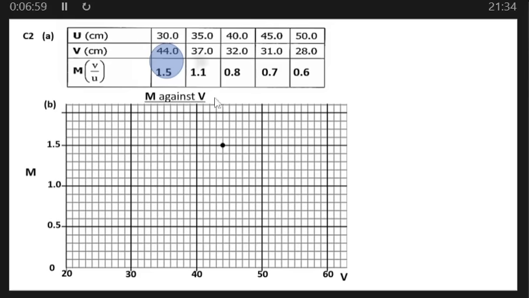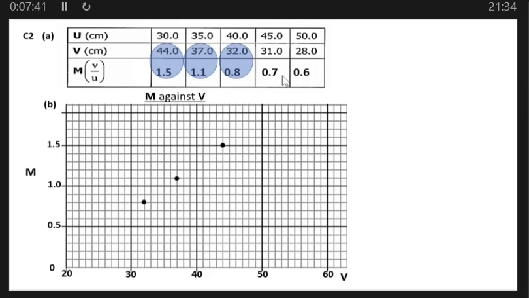Then we'll go to the next, which is 37 comma 1.1. So 37 is somewhere here: 30, 31, 32, 33, 34, 35, 36, 37, comma 1.1, 1.1 is somewhere here. So we put our point there. Then the next coordinate, 32 comma 0.8. So our 32 is somewhere here, 30, 31, 32, comma 0.8. If this is 0.5 here, then this one will be 0.8. So our point will be here.